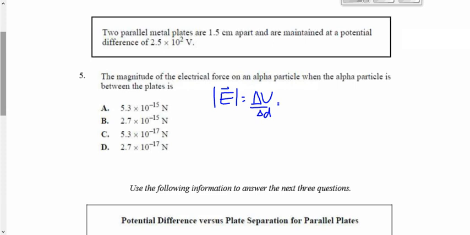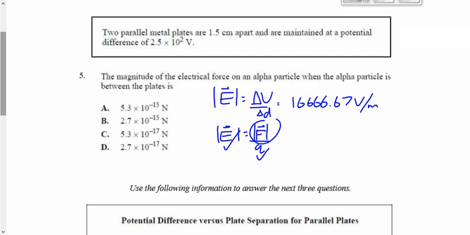Make sure you make the distance in meters. Get 166.67 either volts per meter or newtons per coulomb. And then we're going to use the other equation, E is equal to F over Q. Okay, we got this. We solve for F. And when we do that, it works out to be A, 5.3 times 10 to the negative 15.